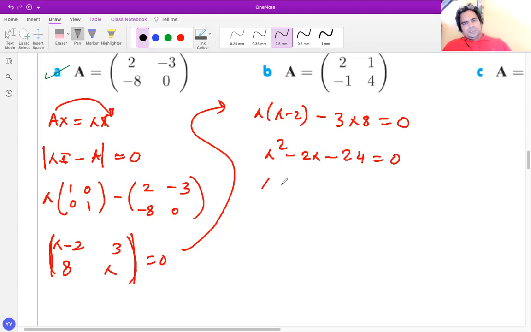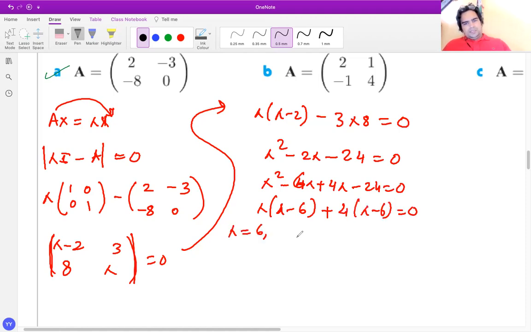If I factor this out, I get lambda squared minus 6 lambda plus 4 lambda minus 24 equals 0. So I get lambda times (lambda minus 6) plus 4 times (lambda minus 6) equals 0. So I get lambda is 6 or lambda is minus 4. So these are my eigenvalues. And for the eigenvector, I'm going to plug this lambda 6 here.